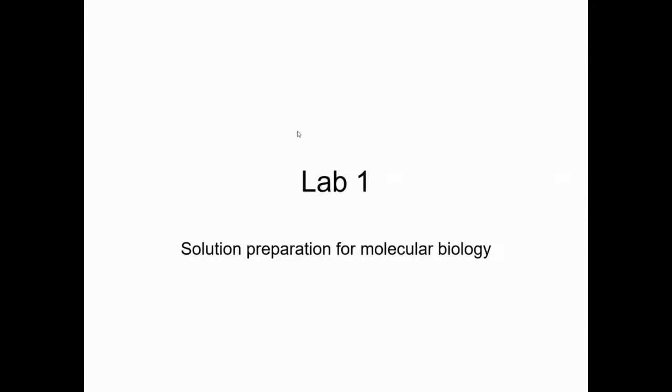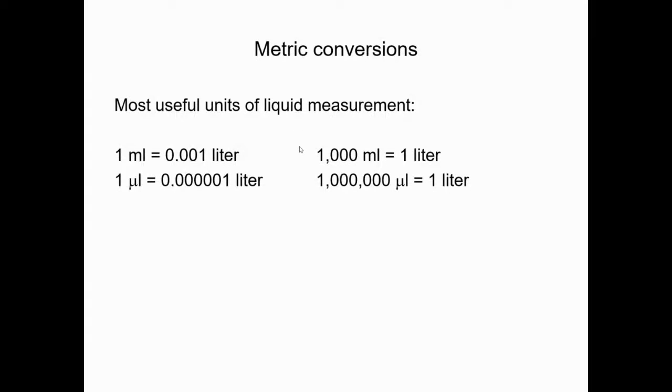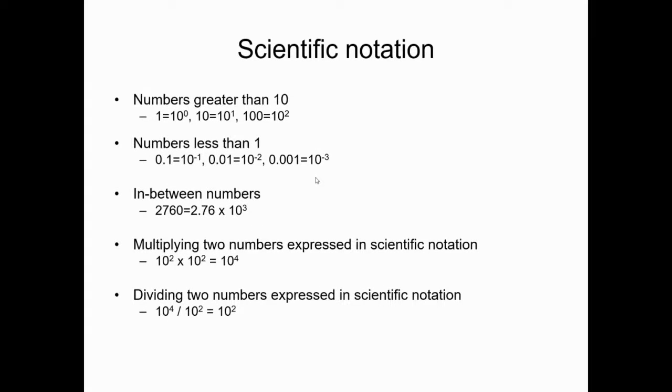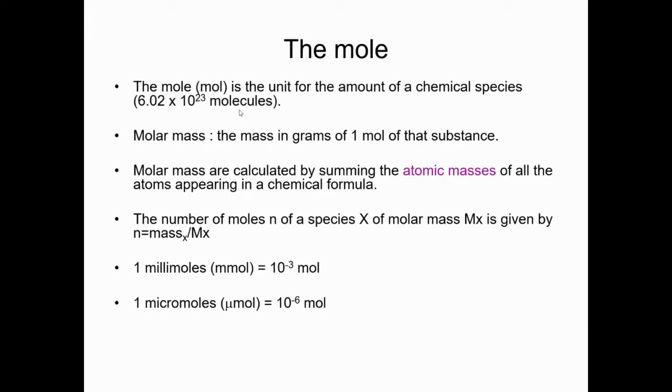So lab 1. Basically you need to know these units. I'm sure you know this very well. 1 liter is 10 to the 6 microliter, and 1 liter is 10 to the 3 milliliter. And then the mole. The molar mass is the mass in grams of 1 mole of that substance. The molar mass is calculated by summing the atomic masses of all the atoms that appear in the chemical formula.